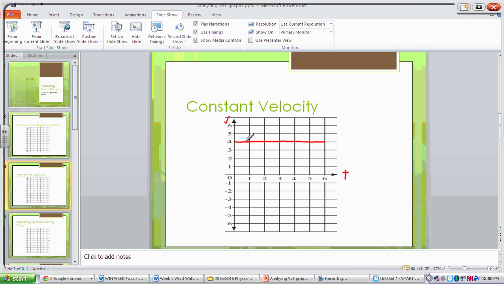It's constant because it does not change its speed. So it's going to be this horizontal line across the graph surface. You can also have a constant negative velocity, but it would just be down here. But it's going to be characterized by this flat horizontal line.